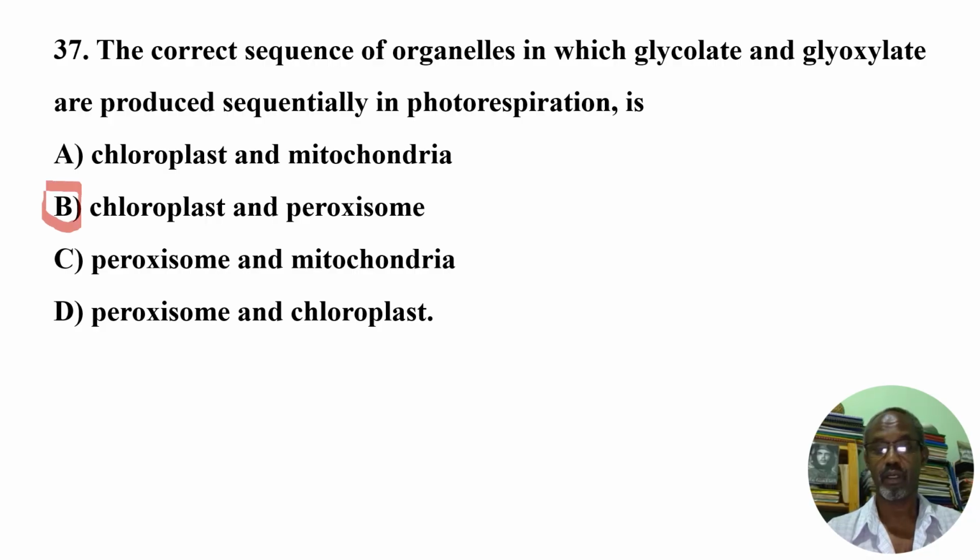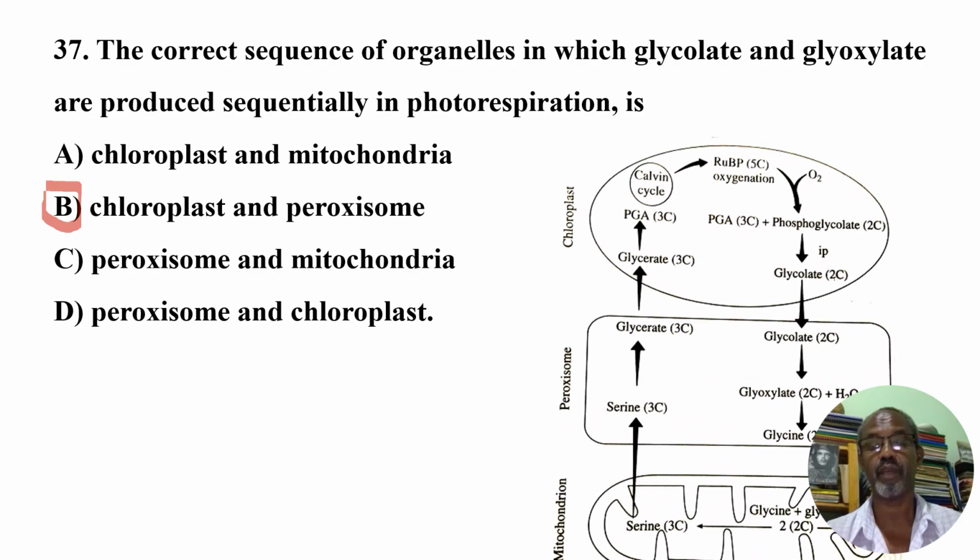I think you can show, if I have a diagram. Yeah, I do have a diagram here. You can see here, this is chloroplast, then peroxisome. You see, glycolate is produced here in the chloroplast. It moves to peroxisome. Inside the peroxisome, glycolate changes into glyoxylate, then into glycine. Glycine moves to mitochondria. Therefore, the answer is B.